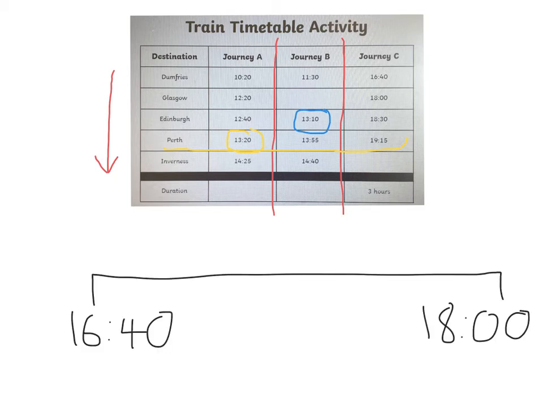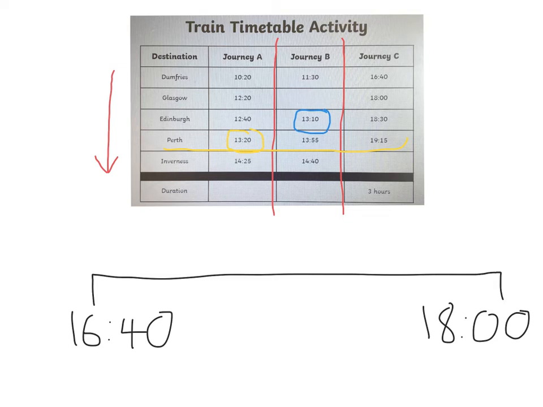So we would say that the journey we want to take to get us to Perth for 1:30 is journey A. You might also be asked a question such as, journey C leaves Dumfries at 4:40 and arrives at Glasgow at 6 o'clock. How long does it take to get from Dumfries to Glasgow? So we know what time it leaves at and we know what time it arrives at. We just have to work out the duration of the time.